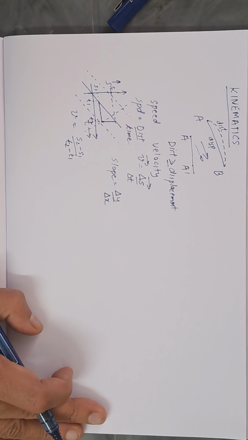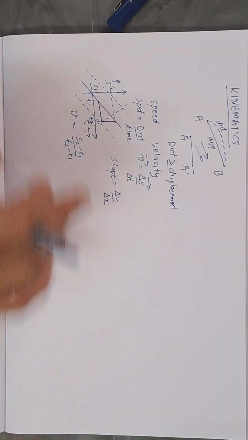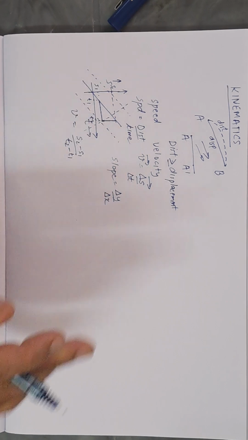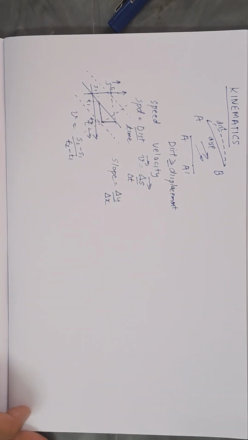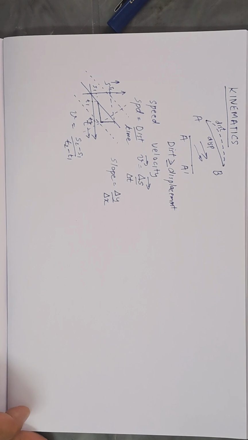If the graph is not a straight line, if it's a curved line, then the slope will be different at different time intervals, right? So that will be a different case. But in this case, we know that it's a straight line, the slope is constant at all times. So the velocity will be equal to change in s divided by change in t, and also this is applicable only if the velocity is constant during the time interval.